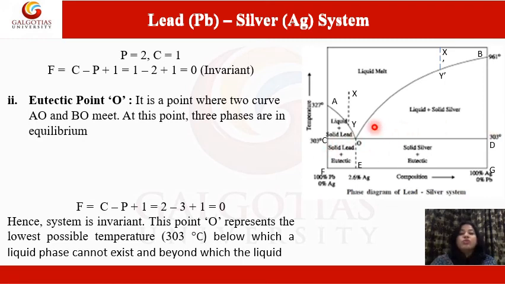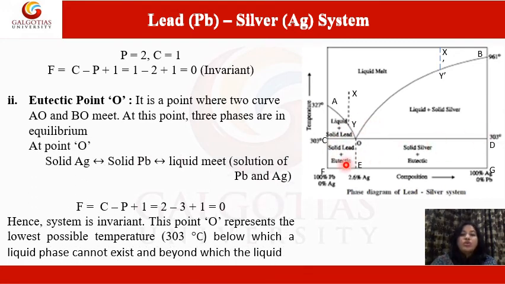Now let us talk about the eutectic point O. It is a point where the two curves AO and BO meet. At this point, three phases are in equilibrium. That is, at point O, solid Ag means silver, solid Pb means lead, and liquid melt, the solution of Pb and Ag. So, according to the phase rule equation, C minus P plus 1 equals 2 minus 3 plus 1, that is 0. Hence, the system is invariant.